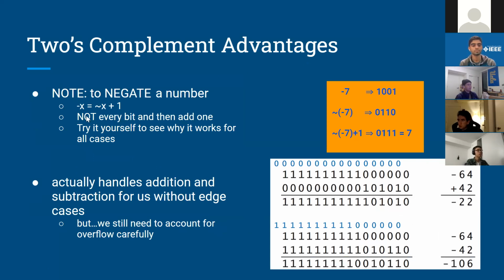One of 2's complement's advantages is that it's really easy to negate a number. In order to negate a number in 2's complement, you would first NOT every bit, and then you would add 1. So that's done in 2 lines of SystemVerilog code, which is pretty nice. You can see an example right here on the right where you have -7. We flip every bit and it goes to 1 0 0 0 1 1 0. Then we add the 1 and it goes to 1 1 1 0. This goes to 7. If you do the math, 1 plus 2 plus 4 is 7.